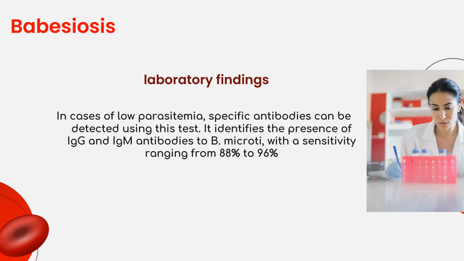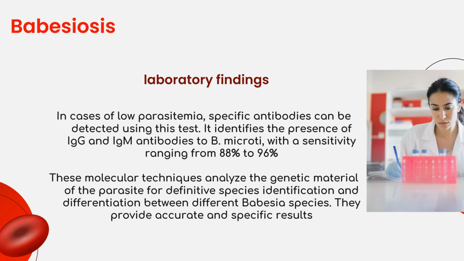In such instances, the detection of specific antibodies can be achieved using an indirect immunofluorescent antibody assay. This test identifies the presence of IgG and IgM antibodies to Babesia microti, with a sensitivity ranging from 88% to 96%. For definitive species identification and to differentiate between different Babesia species, PCR-based methods are employed. These molecular techniques analyze the genetic material of the parasite, providing accurate and specific results.